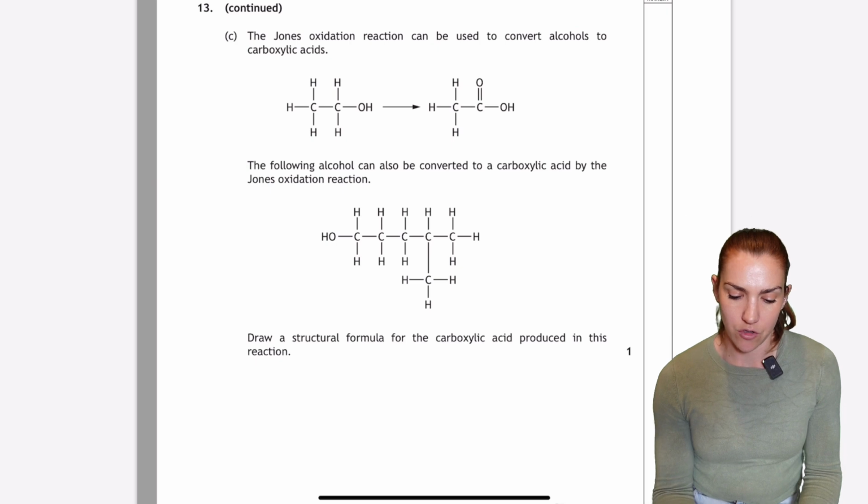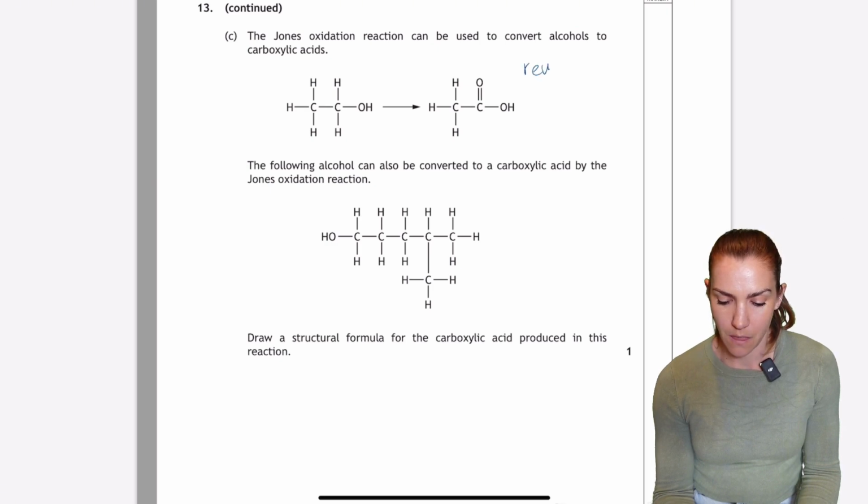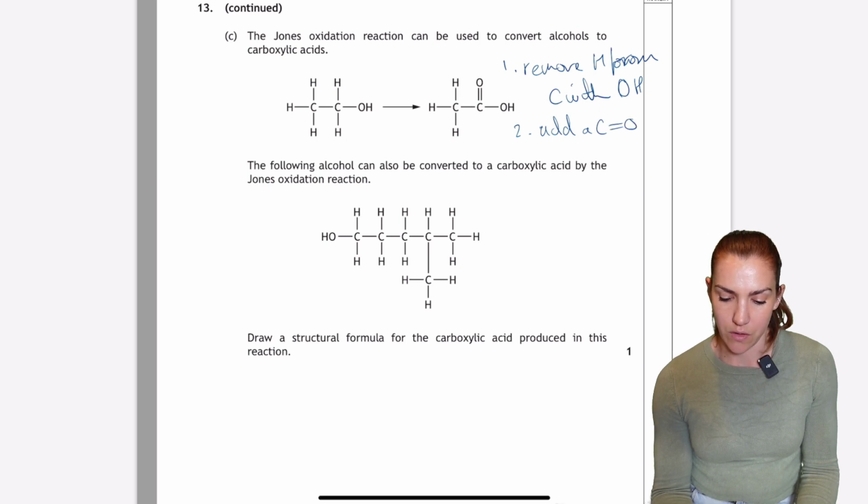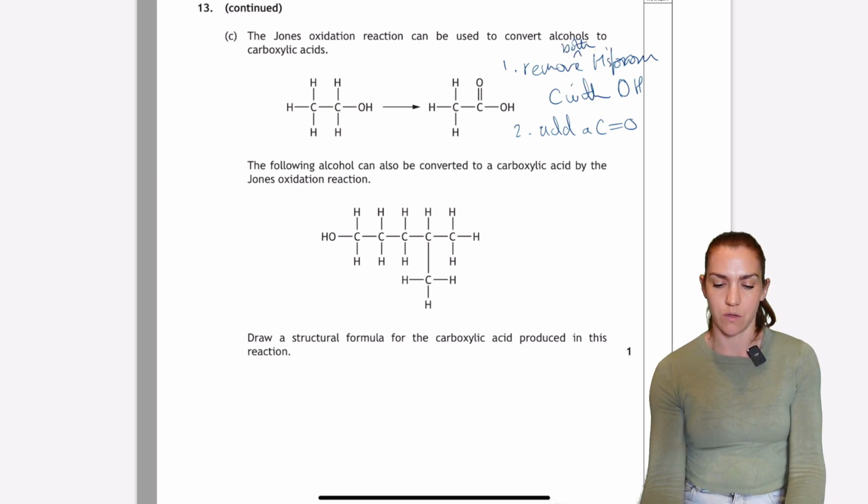So say my first instruction would be remove one of the hydrogens, remove the hydrogen on the C with the OH, and then once they've done that, add a C double bond O, and then they also need to remove the other hydrogen, so they technically need to remove both hydrogens, so we'll just say both H's from the C with OH.